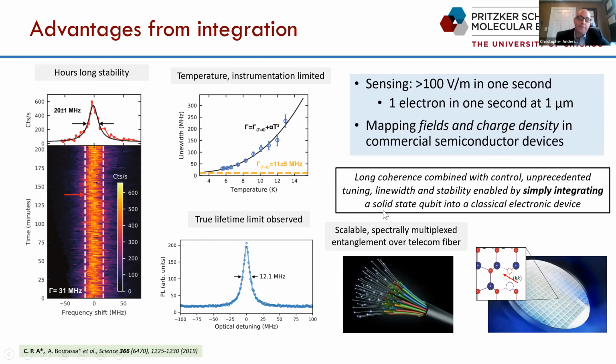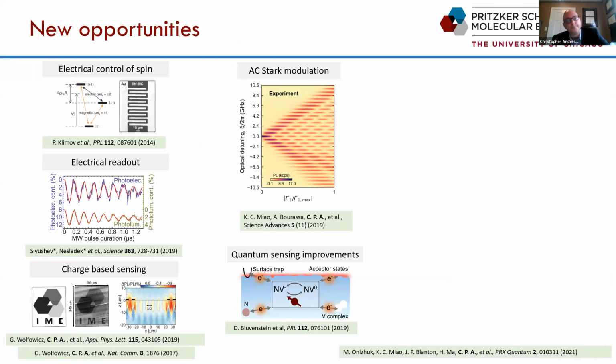Not only that, because we have this wide tuning range and we have very narrow spectral lines, we can think about spectrally multiplexing entanglement channels over telecom fiber with maybe over 40,000 channels. That's the ratio of the line width to the tuning range. On top of that, there are all sorts of new opportunities for electrically controlling the spin states, electrically reading out the spin states, using the charge states of these centers for sensing, doing AC modulation to do Floquet engineering of the orbital excited states, maybe reducing electrical noise for quantum sensing improvements.